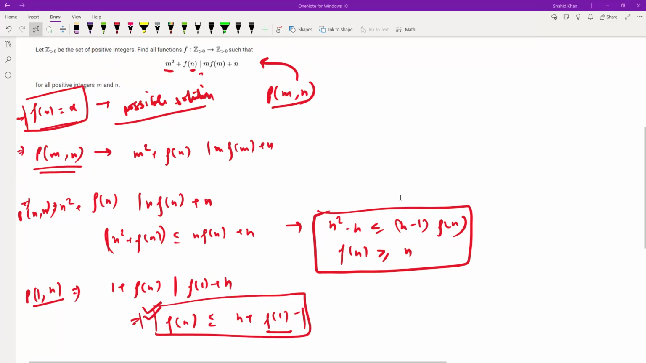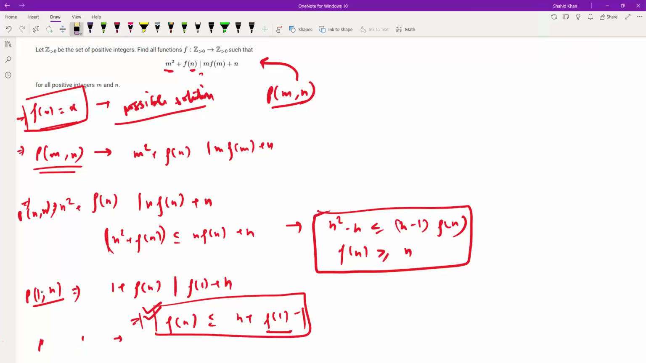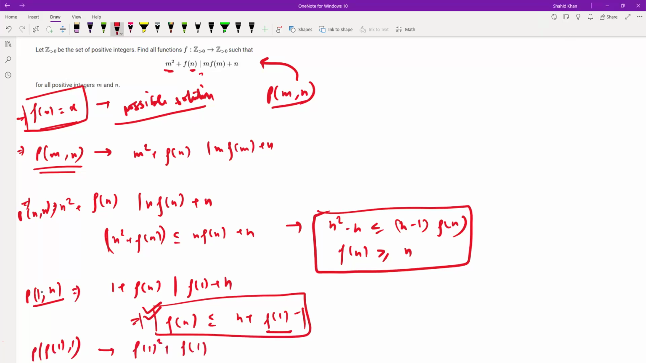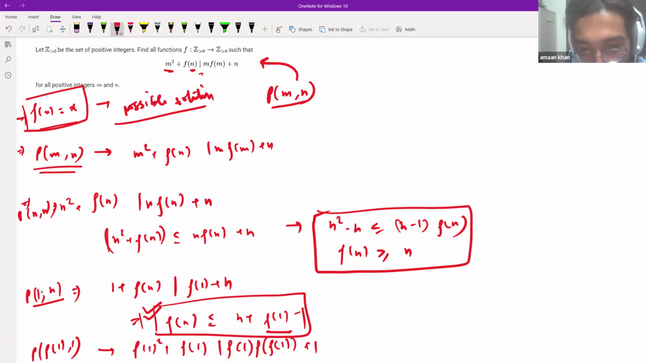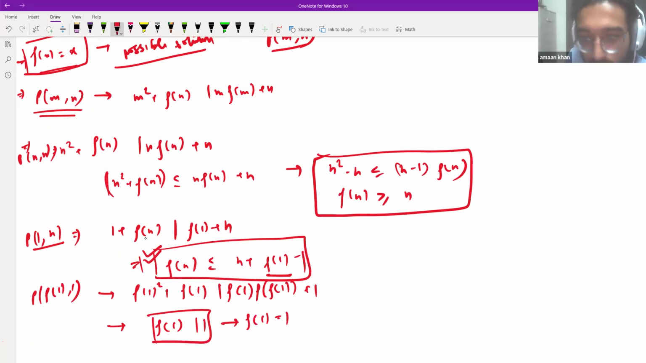Yes, I have got f of 1 divides 1. How? If you put m equals f of 1 and n equals 1. Okay, so you're saying m equals f of 1, the reverse. Yes. So what does this give? f of 1 squared plus f of 1 divides f of 1 times f of 1 plus 1. Now f of 1 obviously divides the left hand side, hence it also divides the right hand side. So f of 1 is 1. Yes, this is a much cleaner finish.